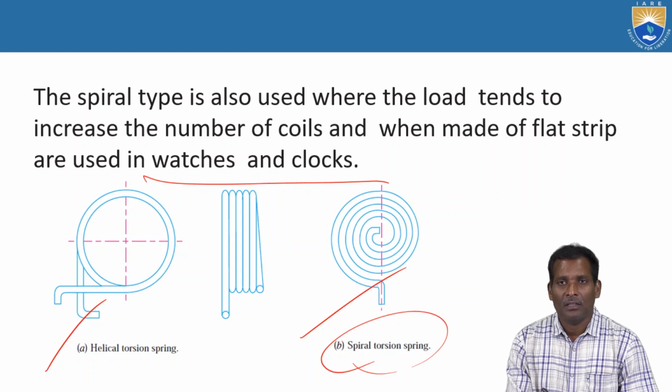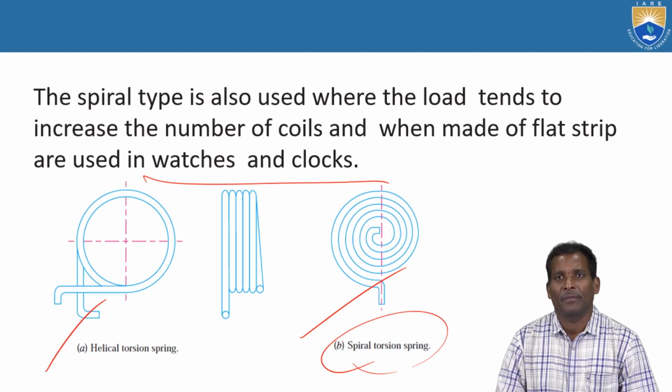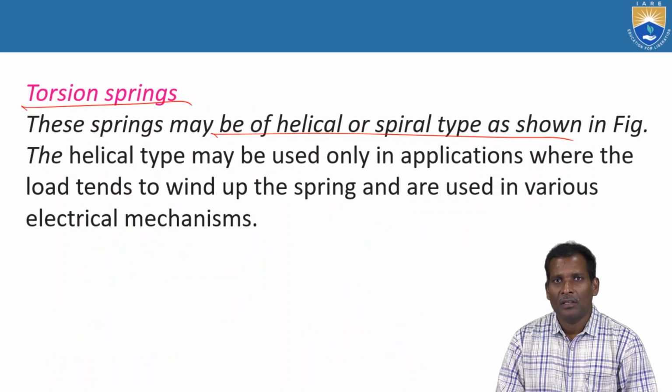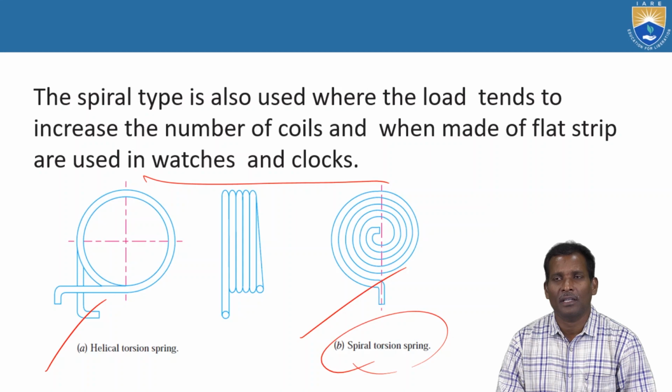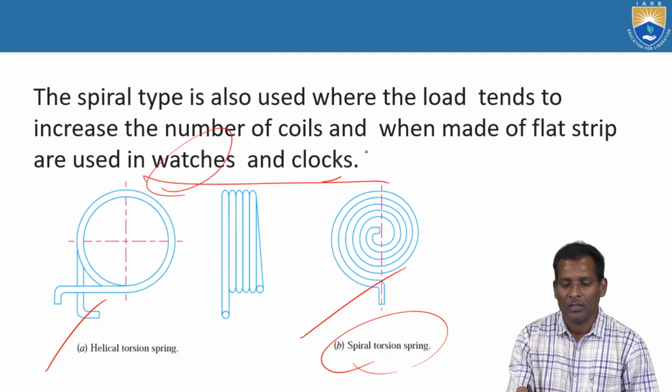This is a figure related to the helical torsion springs and spiral type. In the first case, the torsion spring, the load tends to wind up the spring, and they are used in various electrical mechanisms. In the second case, the load tends to increase the number of coils, when made of flat strip, and they are used in watches and clocks.